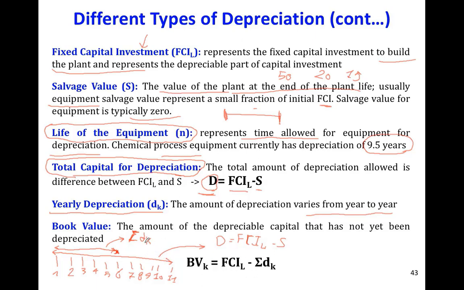So if I reduce the depreciation up to that year, the difference is called book value, the amount of depreciable capital that has not yet been depreciated. This is the total here, and the book value is this one that I just shaded, this part here. So the amount of depreciable capital that has not yet been depreciated. This is the definition of book value.